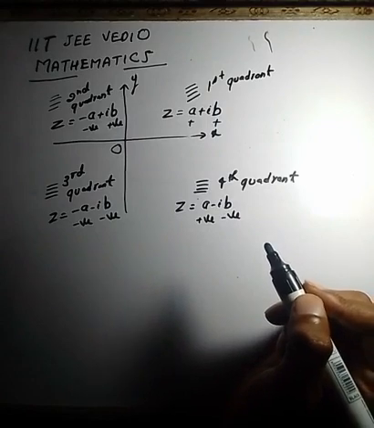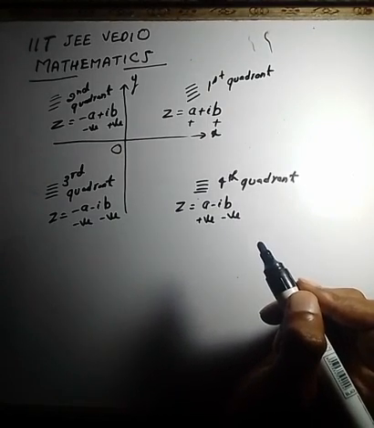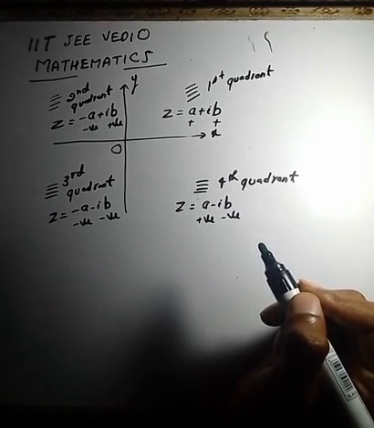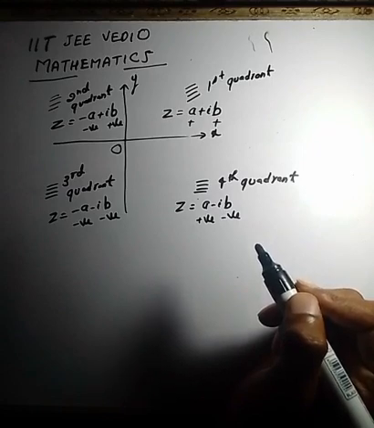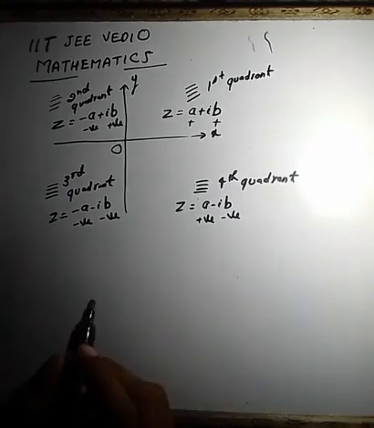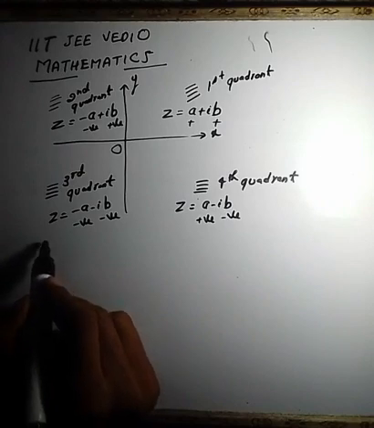Understood? So now if we have any complex number, then we can easily identify which side it will be on, either first quadrant or second quadrant or third quadrant or fourth quadrant. Okay, so we will see some basic examples.